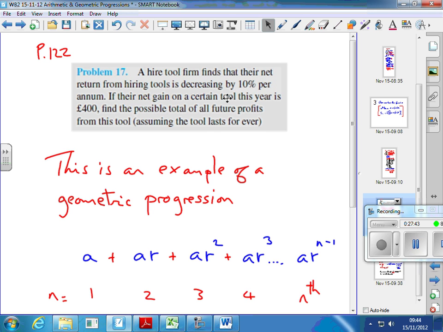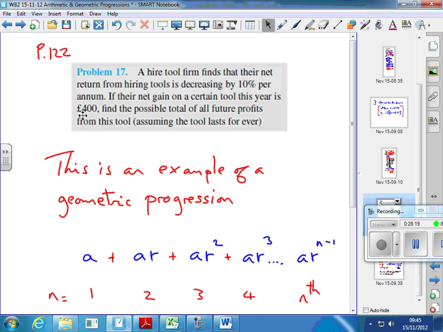0.9, yep. If their net gain on a certain tool this year, so at time 0, at the start of this progression, is £400. This year, their net gain on the tool is £400. Next year, it will be £400 less 10%. So as time progresses, this particular tool is going to decrease in value by 10% per annum. Find the possible total of all future profits from this tool, assuming the tool lasts forever.